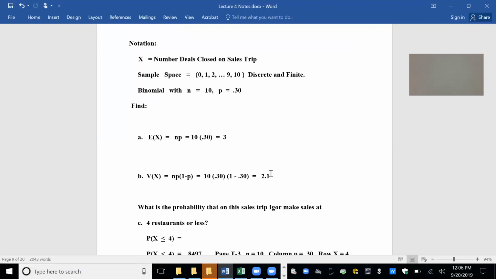So we got a random variable. How many deals he will close is a number. It's uncertain, it's a random variable. And how many deals will he close out of 10 customers he calls on? Either 0 or 1 or 2 or 3 or up to 10. So it is definitely discrete and it's finite. And it turns out it follows a distribution known as the binomial.